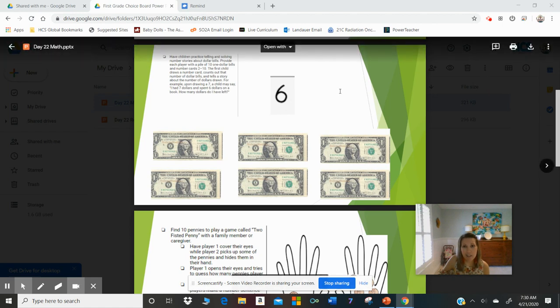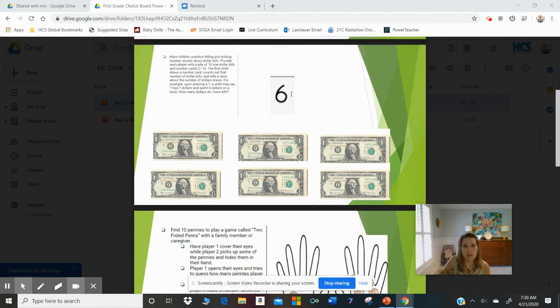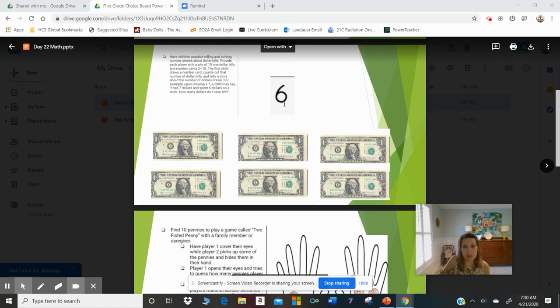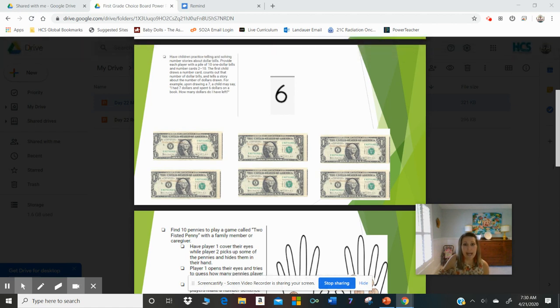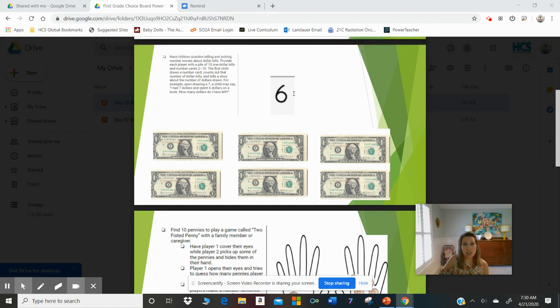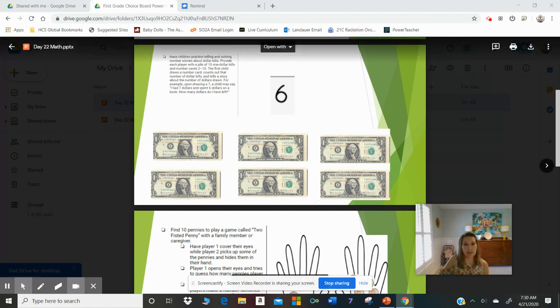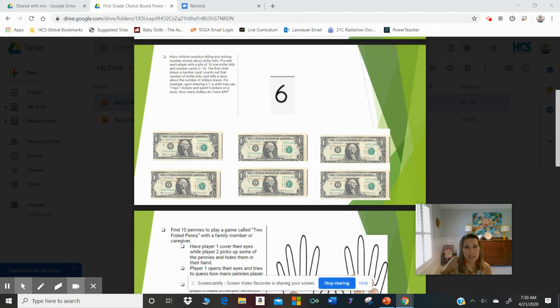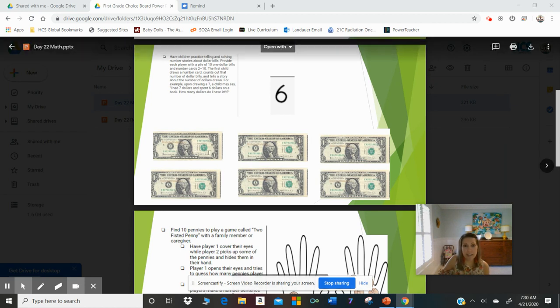So you would need like a deck of cards, and you would choose a number. So I pretended like I drew this number 6 from the card deck. And then I could tell a story with 6 of my dollar bills. So you're going to need a stack of $1 bills and you're going to need a stack of number cards. When you choose your number card, you're going to tell a story, like I said. So if I chose 6, then I would choose 6 dollar bills and I could tell a story.